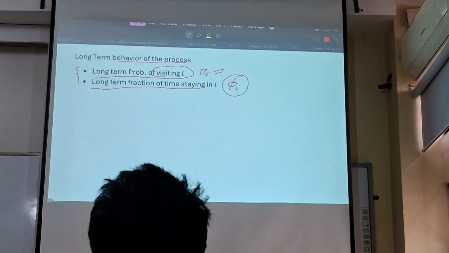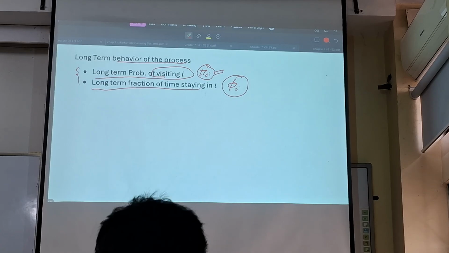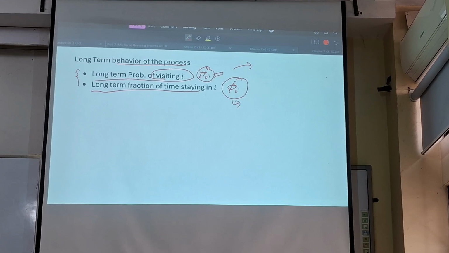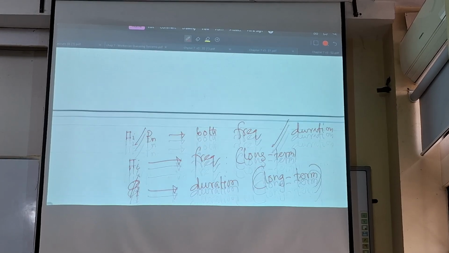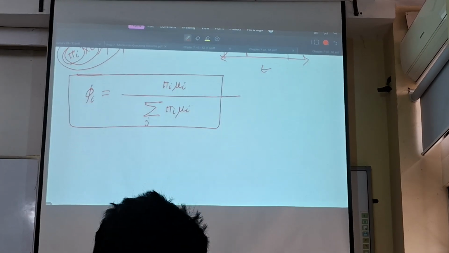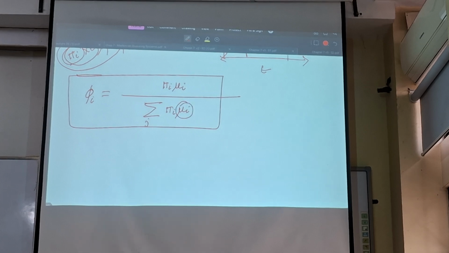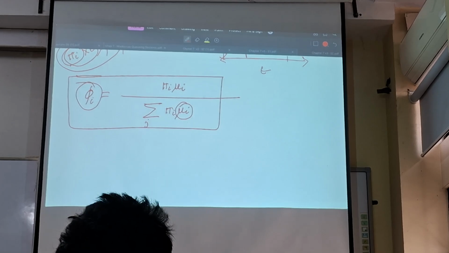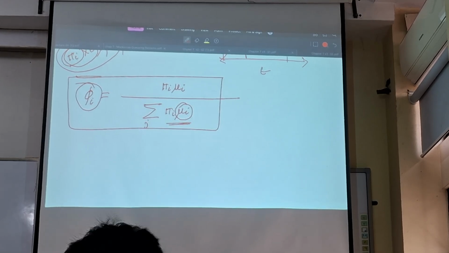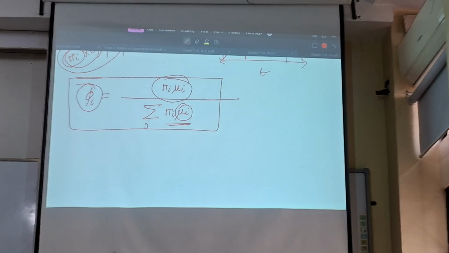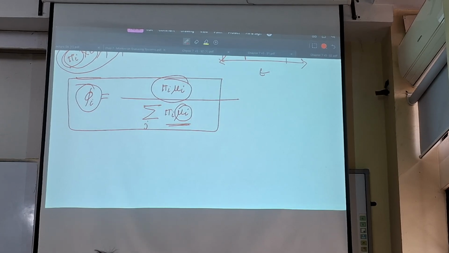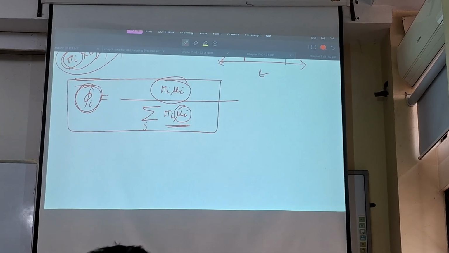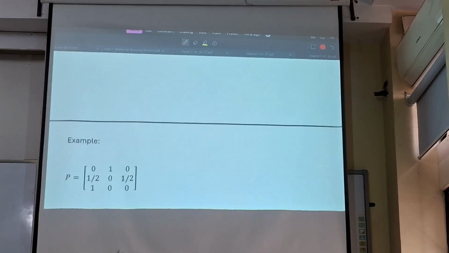Here, as we mentioned, this one is pi I from the solution of the system of linear equations, and once we have the system of linear equations, then we need another quantity, which is mu I, the average holding time in state I, to calculate the fraction of time. Actually, this is the total time that the process will be in all states, and this is the fraction of time the process will be in state I. That's why this ratio is giving us the answer. We do not need to go through all such equations. We can, but this is a waste of time.